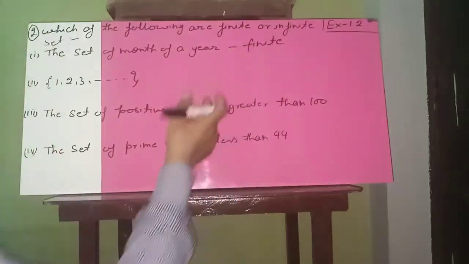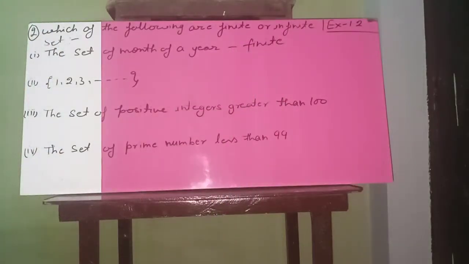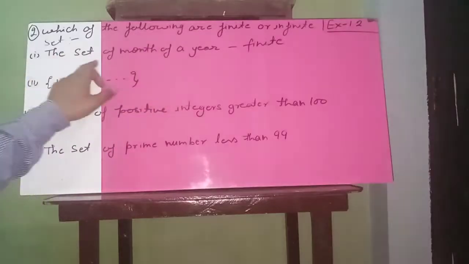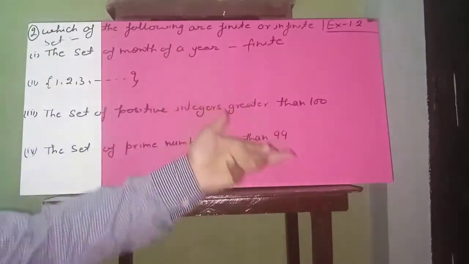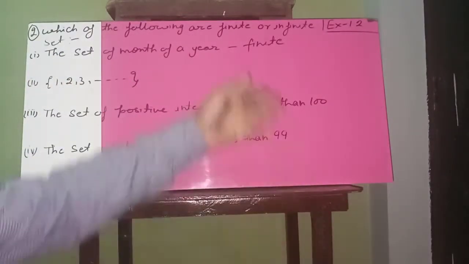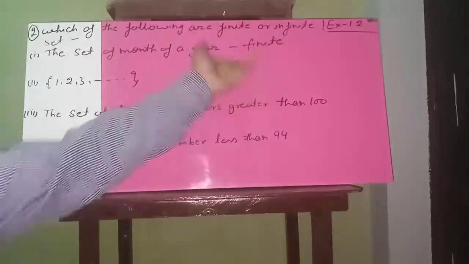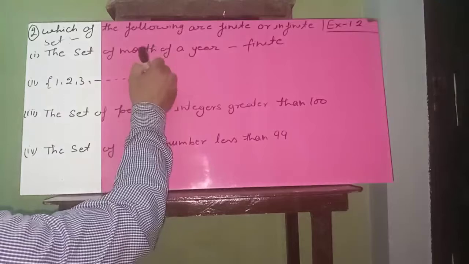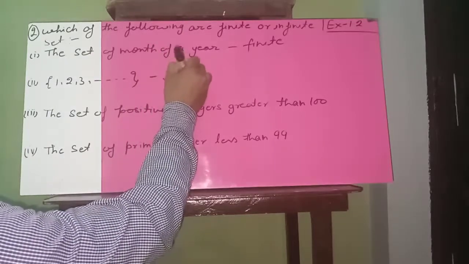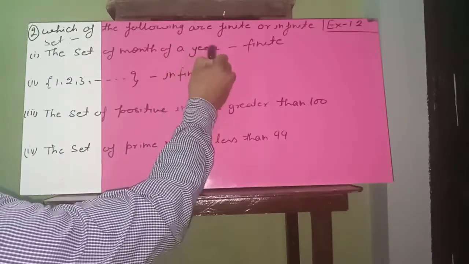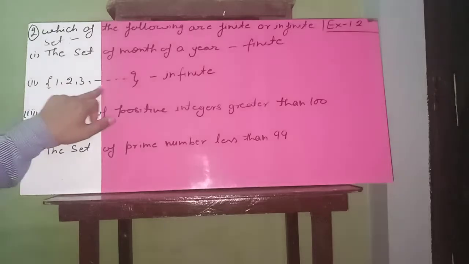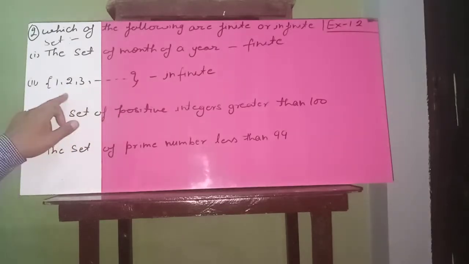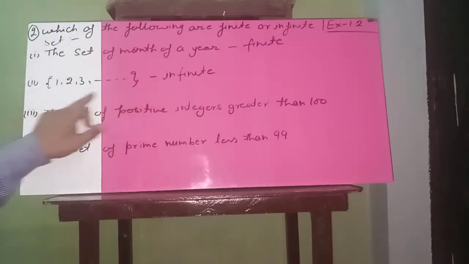Why? Because in a year we have only 12 months. So it means that is countable. So that is finite. Okay, so 1, 2, 3 that is infinite. Why is that infinite? Because it has no countable number of elements.